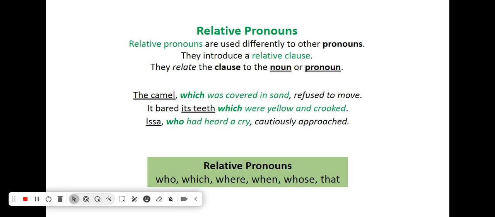Esa, who had heard a cry, cautiously approached. So we're placing who instead of Esa, and who had heard a cry is our relative clause, and it shows us the relation between the clause and the noun or the pronoun. That's what relative pronouns do.